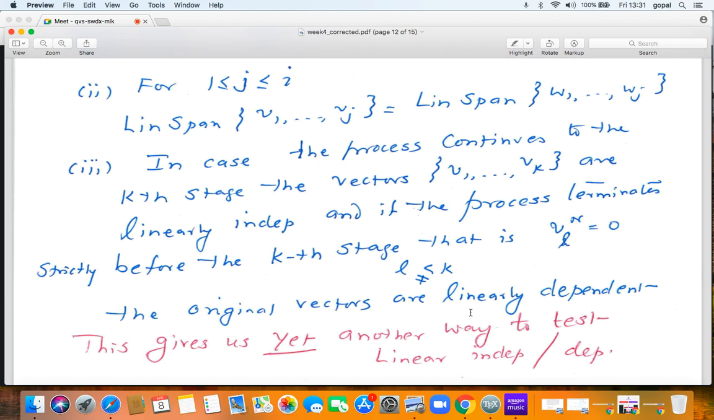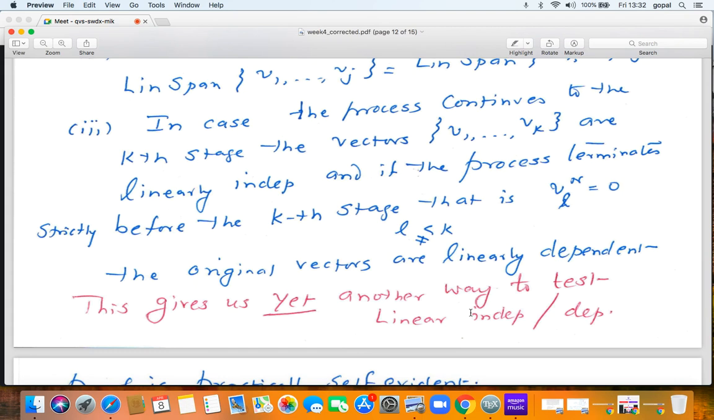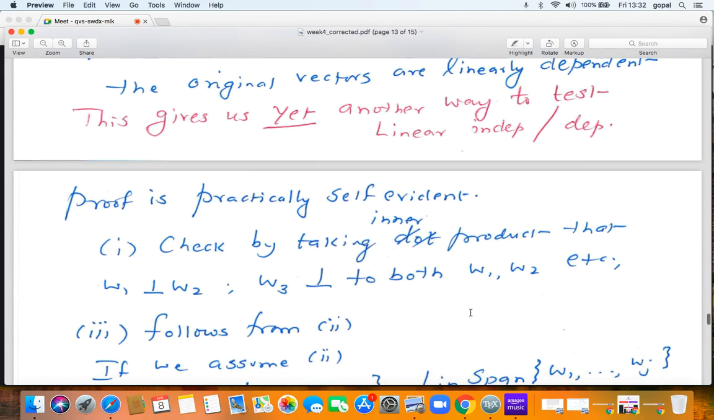Then you know two things. The original set of vectors V1, V2, up to V10, or V1, V2, up to Vk, were linearly dependent. Not only that, suppose your L is 9, suppose V9 superscript n is 0, that means that the first 8 vectors were linearly independent, and the 9th vector is a linear combination of the previous 8. So this is slightly more superior because it is telling you which vector is a linear combination of which others. So this gives you a very convenient, another way to test linear dependence or linear independence. Okay, so this is the theorem.